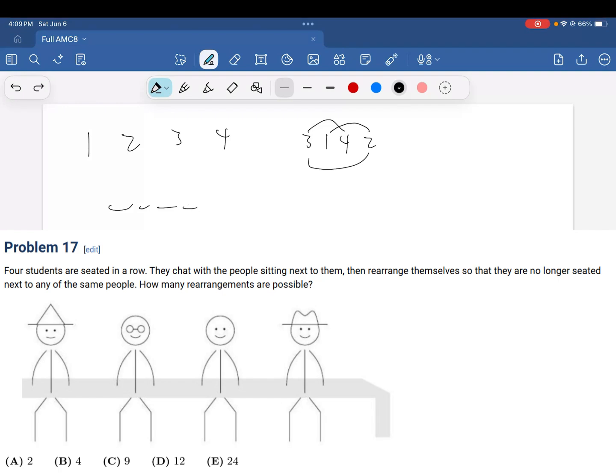And now let's consider this case. 1 is here. There's only 1 spot for 2, which is here. Only 1 spot for 3, which is here. There's only 1 spot for 4. So this is the example that we had here. And because there are so many limitations, this is the only option where 1 is in the second position. So we can just mirror this to get 1, 2, 3, 4, like this.